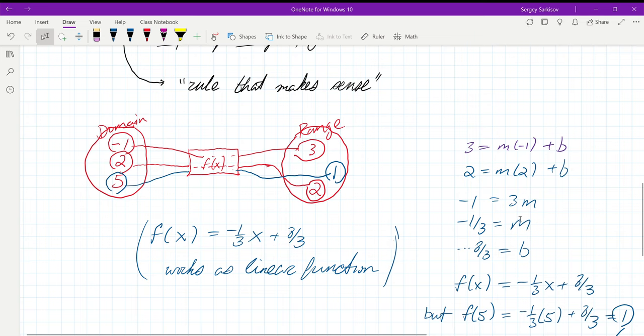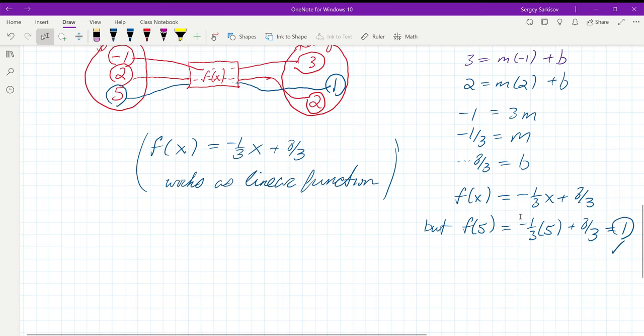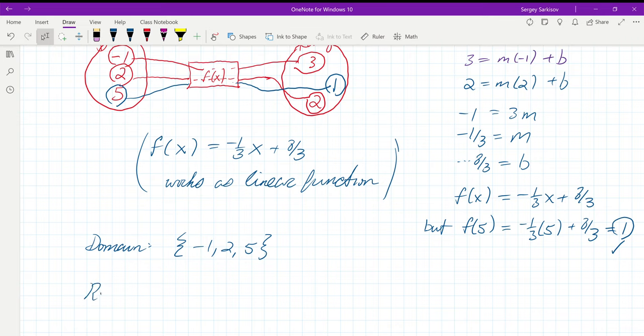Okay, anyway, so this is a function because here's what happens. You can even say domain. What's the domain? You can write it as the set negative 1, comma 2, comma 5. And then what's the range? The range is the numbers 1, 2, 3, right? And based on that relation, negative 1 went to 3, 2 went to 2, and 5 went to 1. Cool, right? And that's what you would do. So that's how that works.